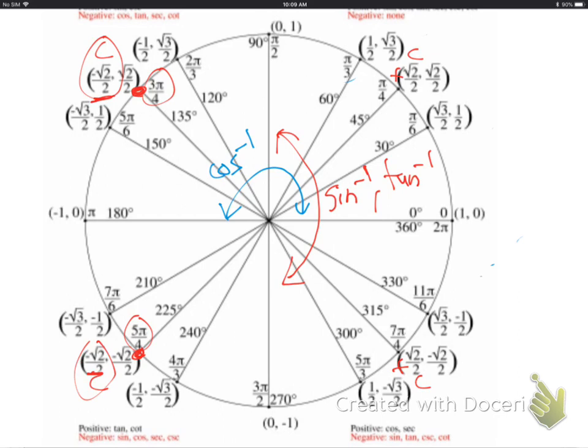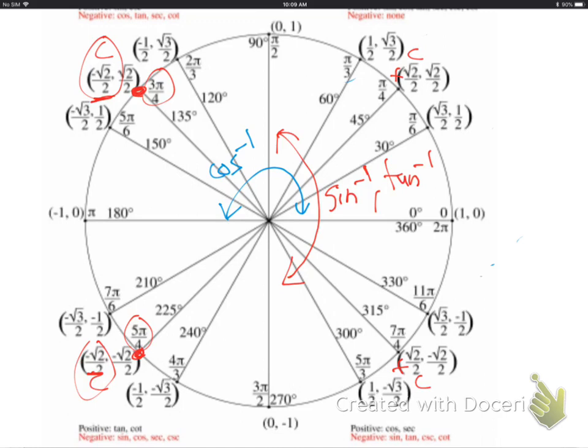So notice they all 3 share quadrant 1. See how they overlap in quadrant 1? But then, cosine inverse is the top 2 quadrants. Sine and tangent inverse only use the right 2 quadrants. I don't have time to redo that whole speech, but if you missed it, you might want to look back to section 7.1 and watch that lecture where we talked all about that. That's an important piece of information.